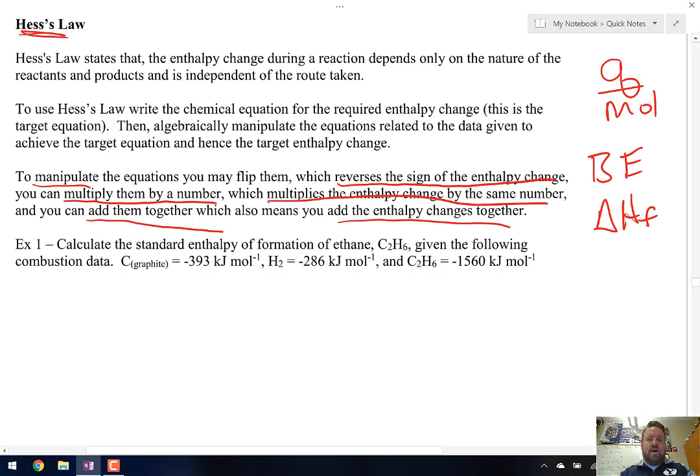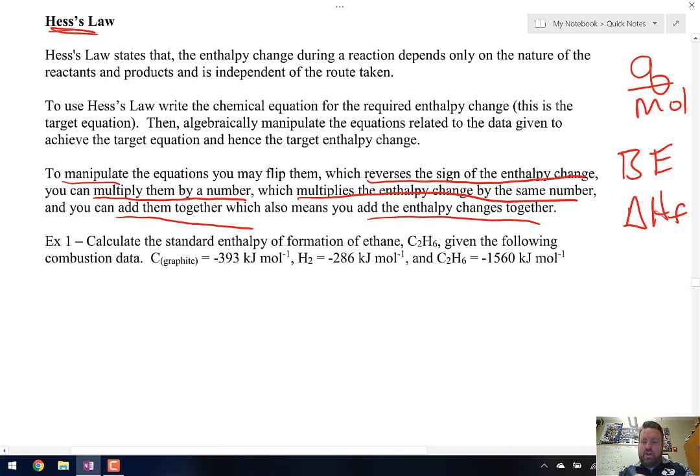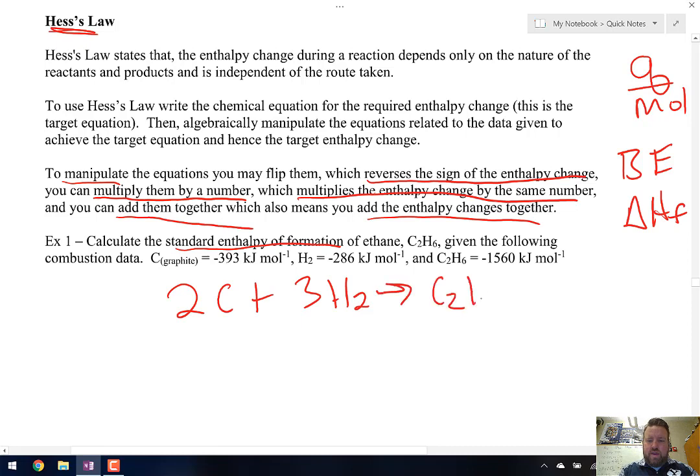We can just do some examples, and that's really going to help you understand Hess's law. Example 1 says, calculate the standard enthalpy of formation of ethane given the following combustion data. What they don't do here is give you any equations at all. They want you to come up with the equations. So this is good practice for us. The enthalpy of formation of ethane means we have to create ethane from its elements. So 2 carbons plus 3 H2s makes C2H6, and they want to know the enthalpy change for that reaction.